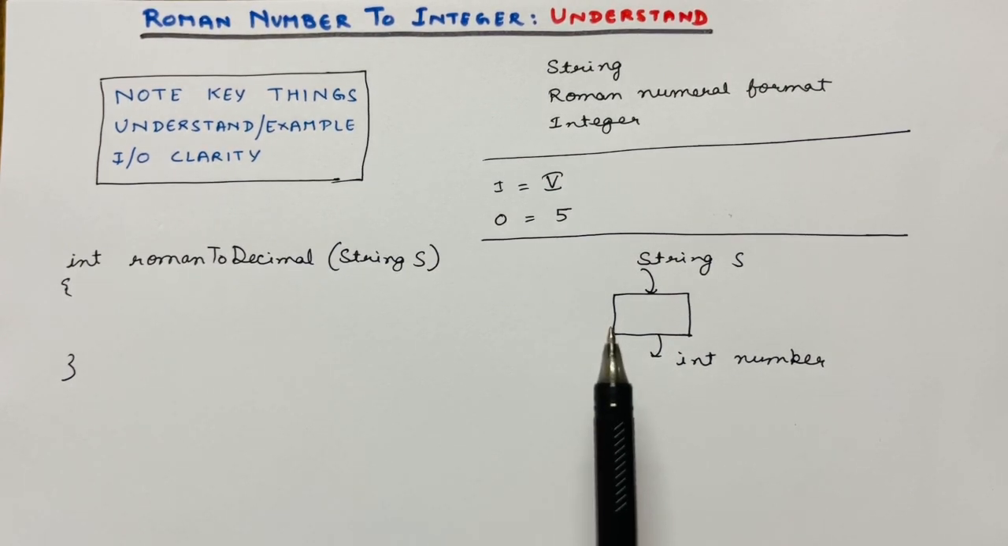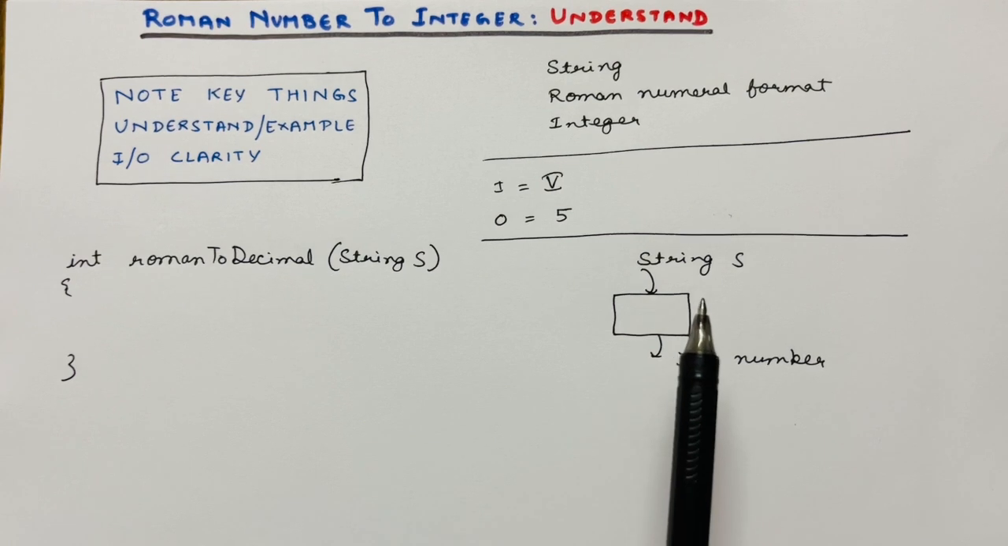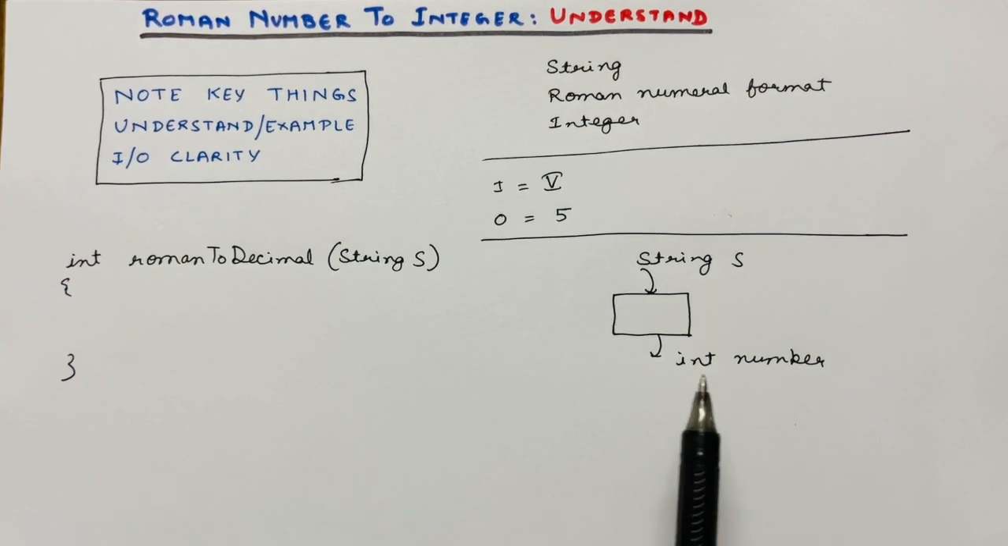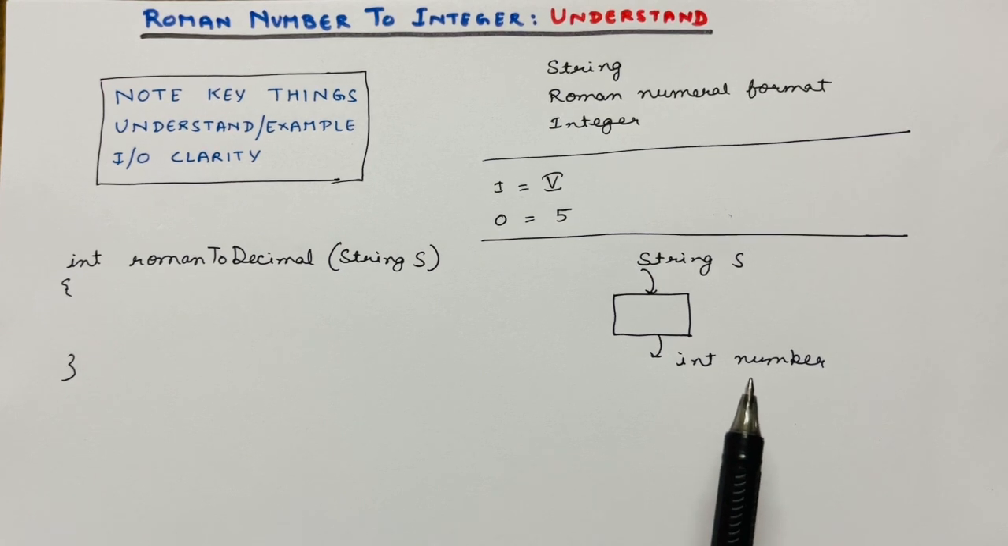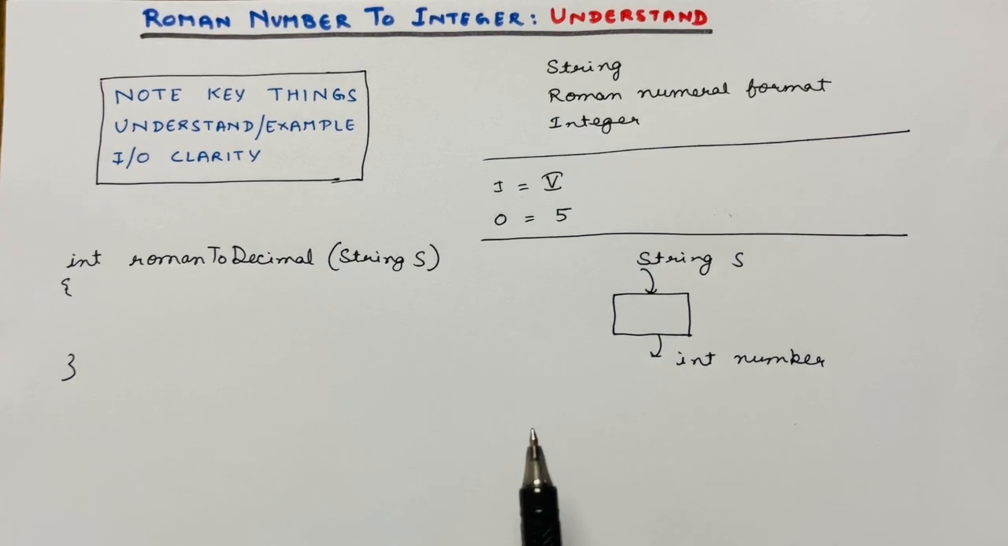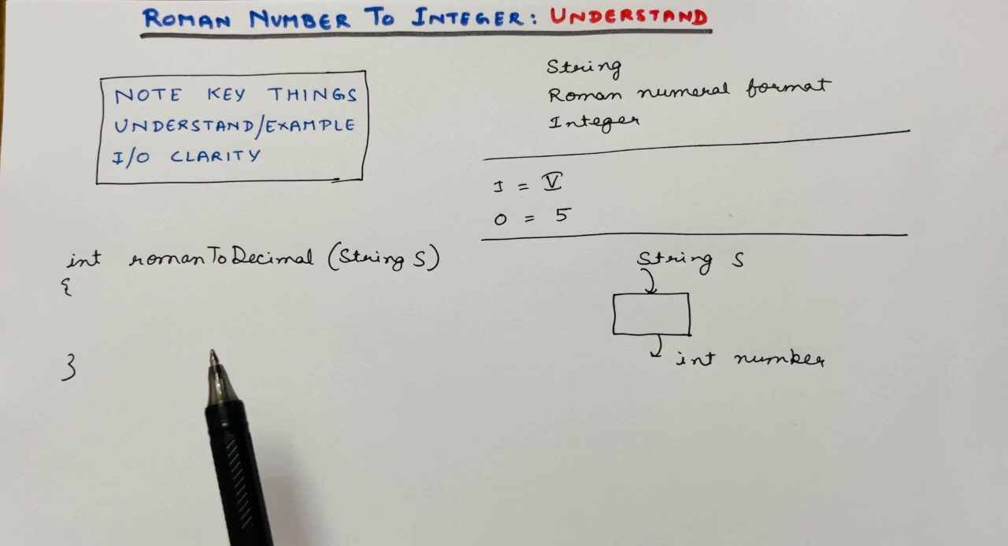If we consider our solution as a black box, we are getting a string s as an input and we have to return an integer number as an output. So what will our function signature look like? Our function signature will look something like this.